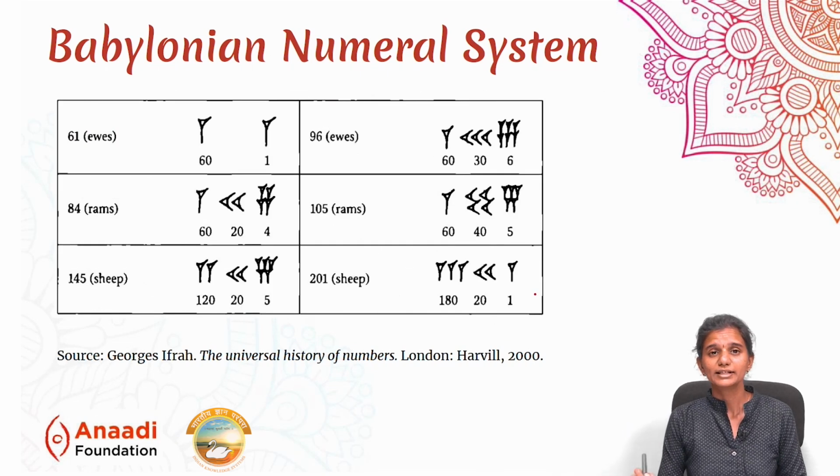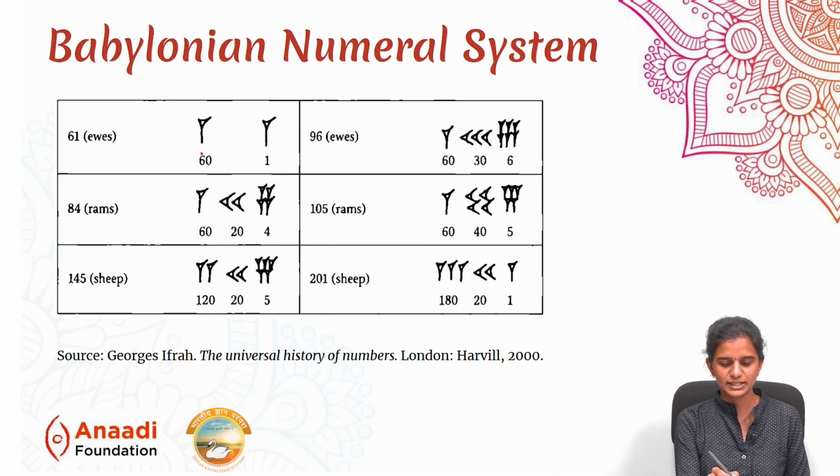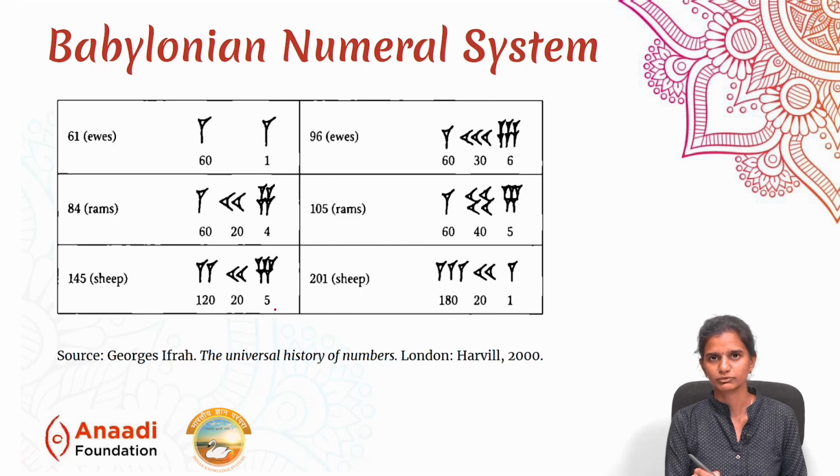This table is based on a clay tablet from the 18th century BCE. This has the account of the cattle population. Look at how each number is written. For 61, we write 60 and 1. For 84, we write 60 and 20 and 4. So, when this is summed up, we get 120, 20 and 5. So, the sum total would be 145.